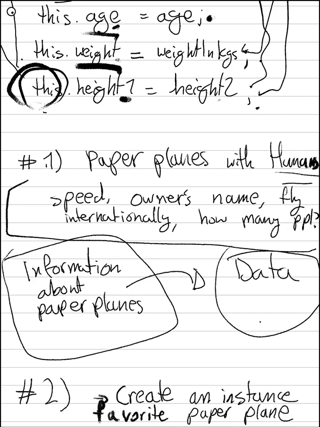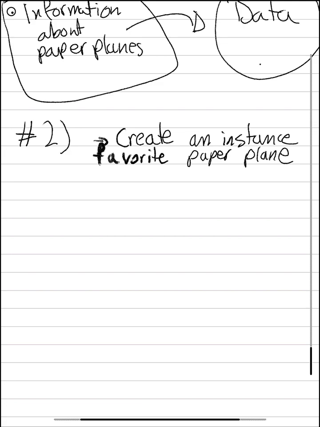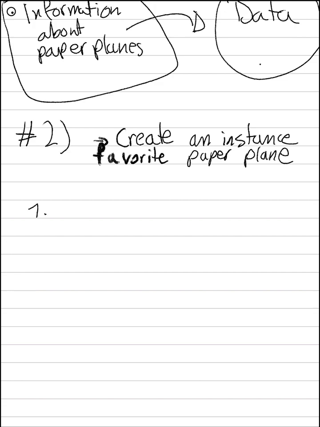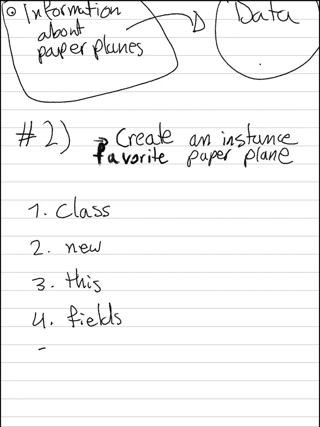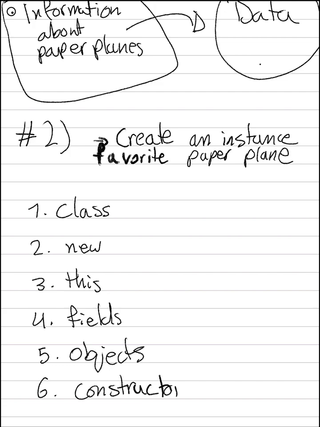Fantastic. All right, that's all for today. I'm just going to write the main important things that we learned. So we learned about classes. We learned about the keyword new and the keyword this. And we also learned about fields, objects, and constructors. This was a very heavy class, but you did fantastic.